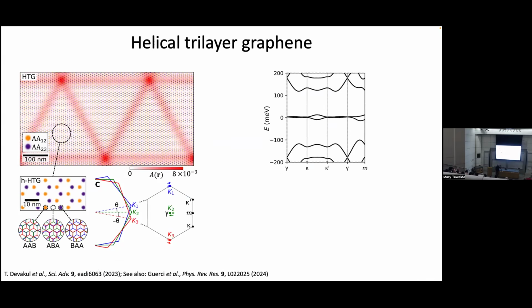Yep. So let me go back to this picture here. The picture that I would point to is, I told you that locally you can have some relaxation where the atoms will move such that the states near the K2 point will live near the gamma point between K1 and K3. Really, this wavelength here is a super moiré wavelength, but it's an interference between two moiré patterns.